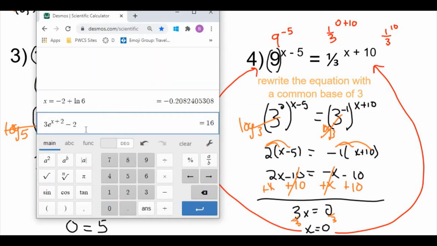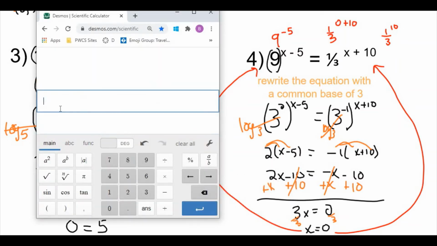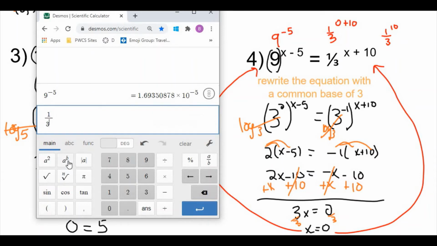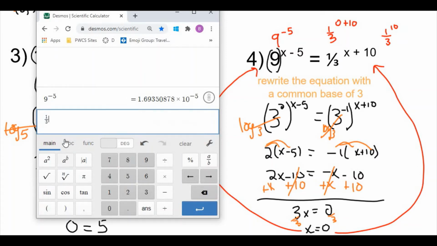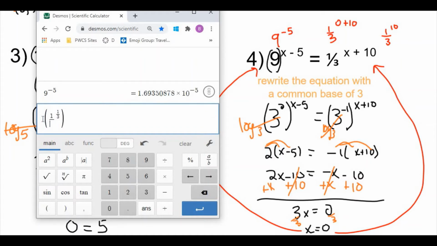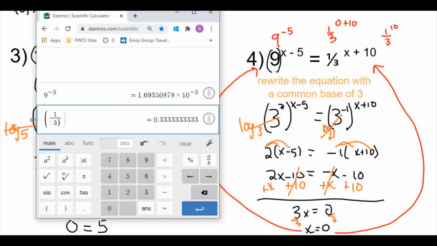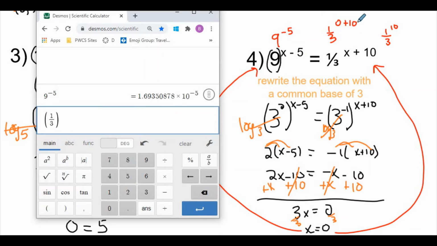Let's take a look at a calculator here. So if I do 9 to the negative 5th power, that is this problem in scientific notation, and if I do 1/3 raised to the, oops, got to make sure I use my parentheses correctly. So 1/3 in parentheses, and then raise that to the 10th power, you can see I actually get the exact same thing.